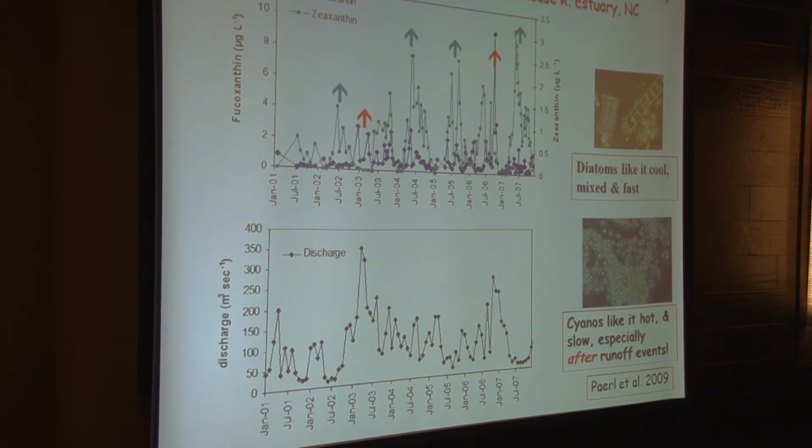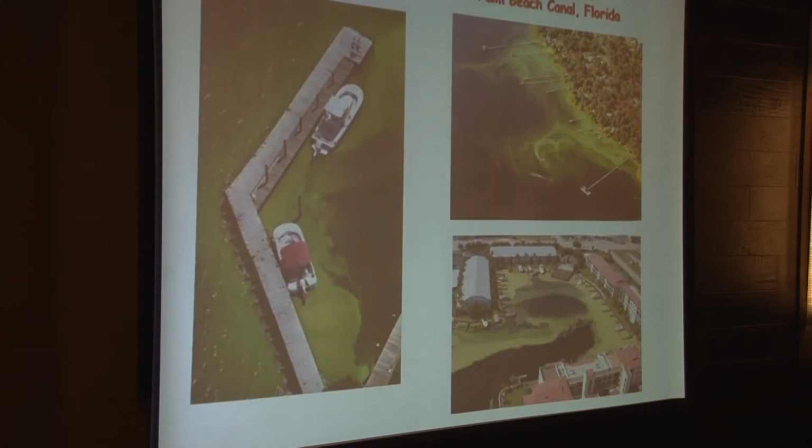I think this is probably not unique to the Neuse or North Carolina estuaries. It's just that we have a good data set to explore this, but I think it's incredibly important in terms of structuring the phytoplankton community in lots of other places as well.